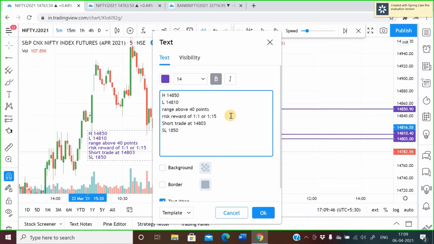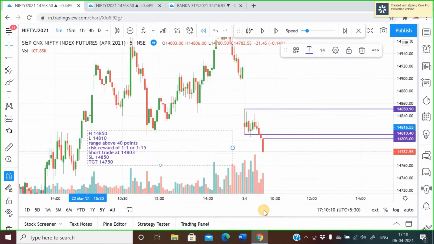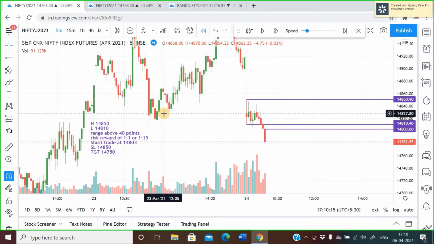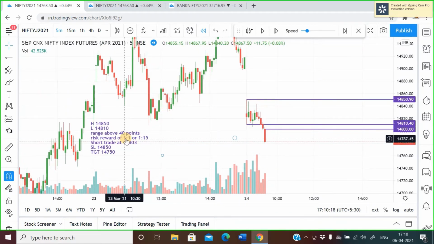Any close which happens above the high of the first 15 minutes, I'm going to exit this trade, right? And my target is pretty simple. I will reduce another 40 to 50 points. So let's say in this case, I'm going to reduce about 50 points from this entry. So my target is somewhere close to 14750, right? Pretty clear. Now we are in a trade. We have entered this trade at 14803. Our stop loss is 14850, and our target is 14750. Let's see how it plays.